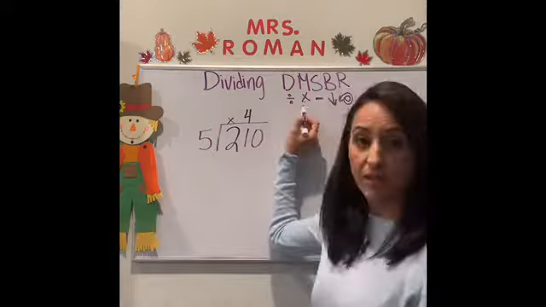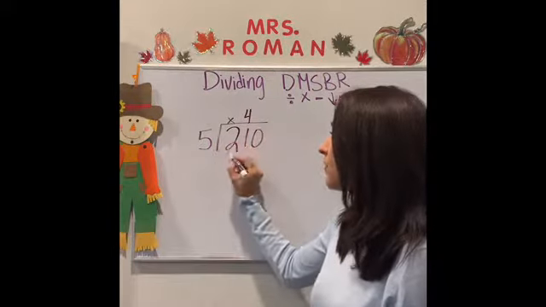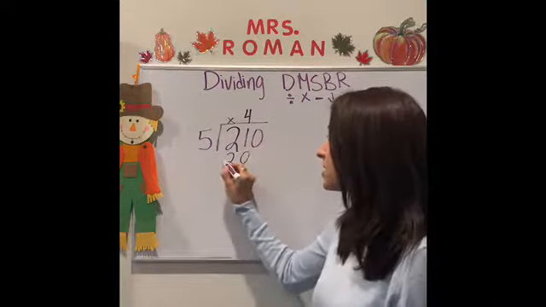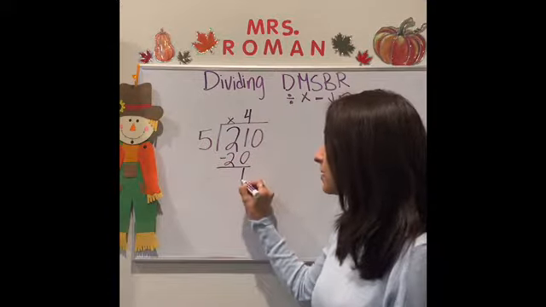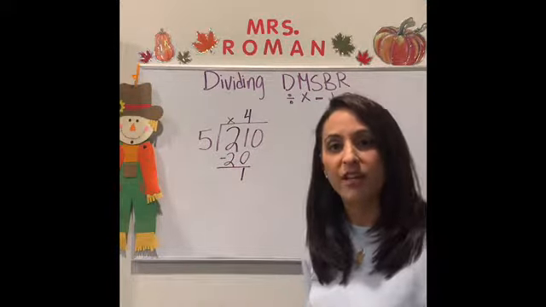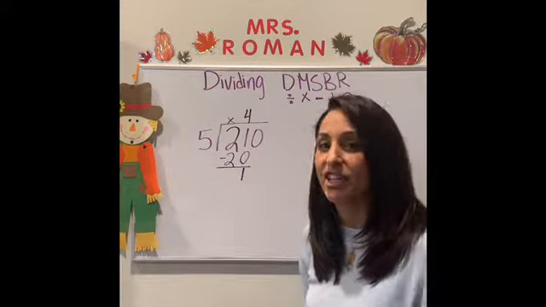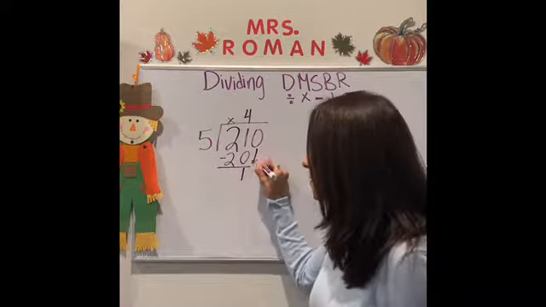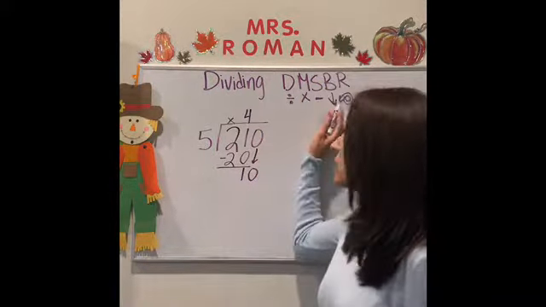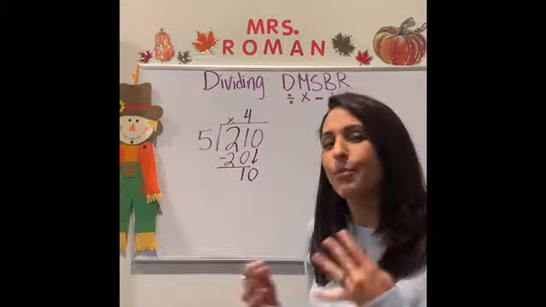And now mom tells me to multiply. 4 times 5 is 20. Sister tells me to subtract. My answer is 1. Now brother comes around and says, hey, you got to bring down the next digit. So here we go, we bring down the 0. Rover says, you gotta repeat all the steps.